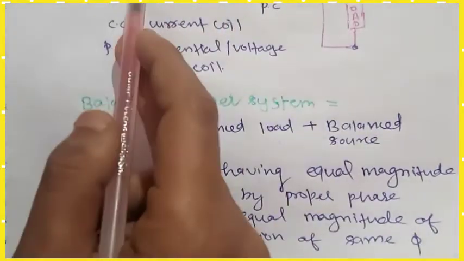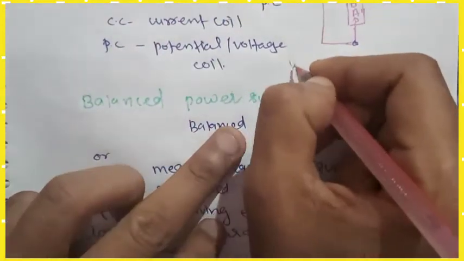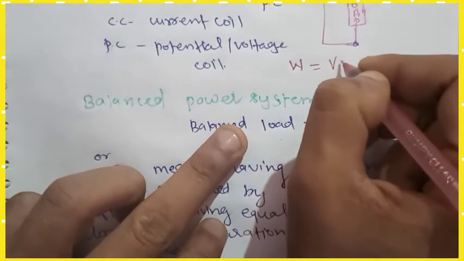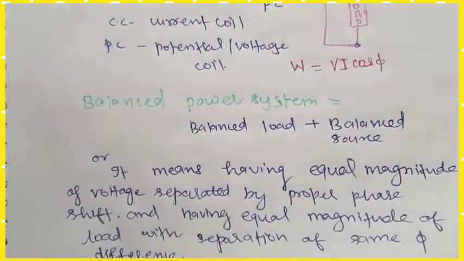One thing we should know is what a wattmeter is. It is a device which measures the power of any system, and wattmeter power is equal to VI cos phi. This is the power.